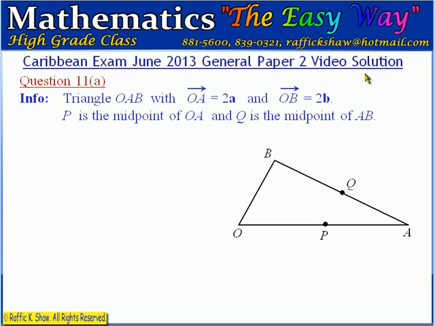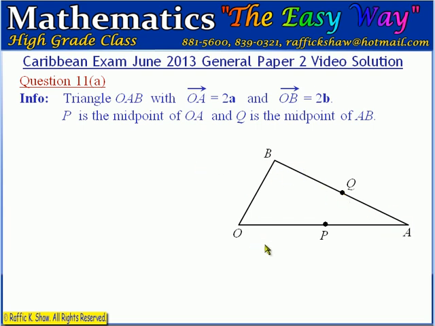We are now at question 11, the last question of this CXC CSEC June 2013 General Paper 2 exam video solution. In this question we are presented with this vector triangle, and we are told that the vector OA, the position vector of A, is 2a, and the vector OB, the position vector of B, is 2b. We are also told that the point P here is the midpoint of OA, and that the point Q here is the midpoint of AB.